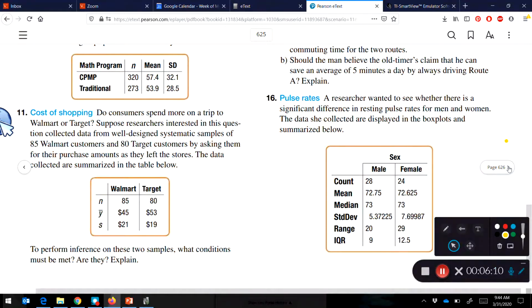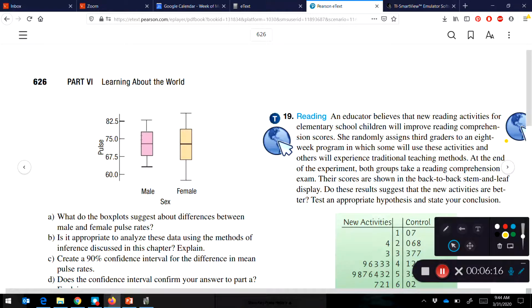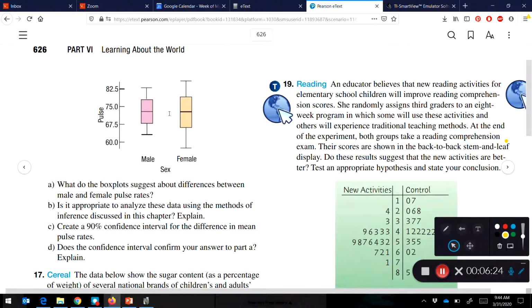So we want to know, what do these box plots suggest about the differences between the male and female pulse rates? Well, if we look at these box plots, notice this shows us the mean is almost the same between the two. We saw that from the summary statistics on the previous page. So our mean is almost the same, but look at how much more spread there is in female pulse rates. So our means are nearly the same, but the variability is different. It's bigger for females.